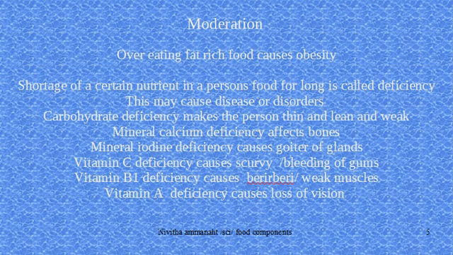Iodine deficiency causes goiter of the glands. Vitamin C, if it is deficient, you will have scurvy, that is bleeding of the gums. Vitamin B1, if it is deficient, you will have beriberi or weak muscles. Vitamin A, if it is deficient, it causes loss of vision. So different vitamins or minerals or carbohydrate, if deficient, will cause a disease. If it is overeating, it will cause obesity and other problems.